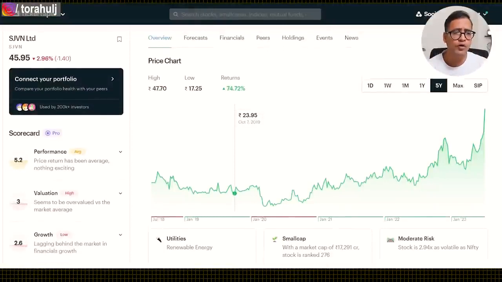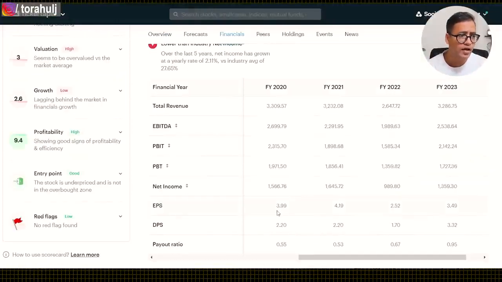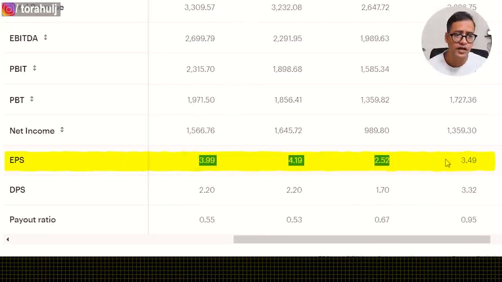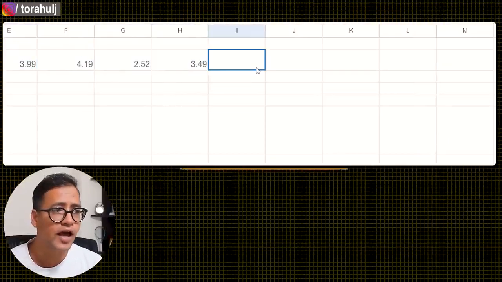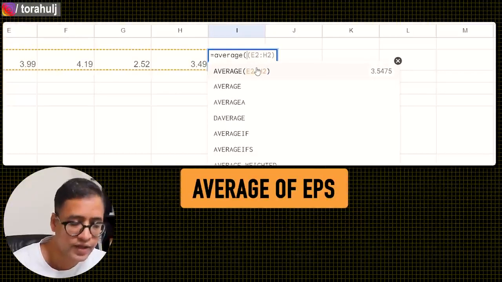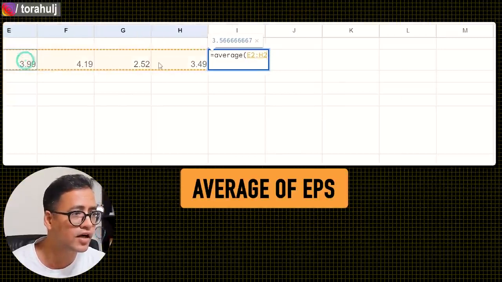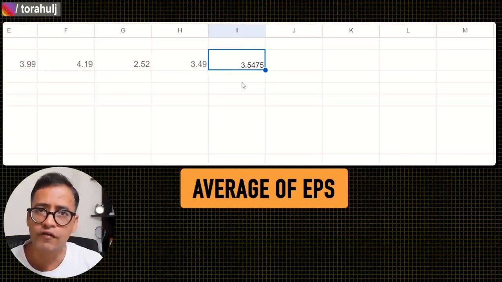For that, what we are going to do is go to the financials of this company and look at the last 4 years' earning per share. If you look at the last 4 years' earning per share, just copy it simply here in an Excel spreadsheet. Now what you need to do is find out the average of this earning per share. So let us go ahead and add that in here and find out the average earning per share in the last 4 years. That comes out to be 3.54.